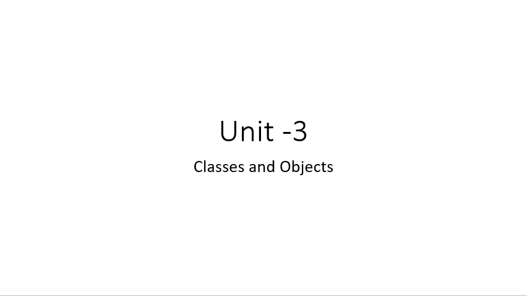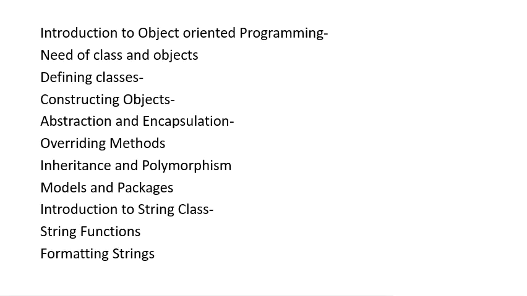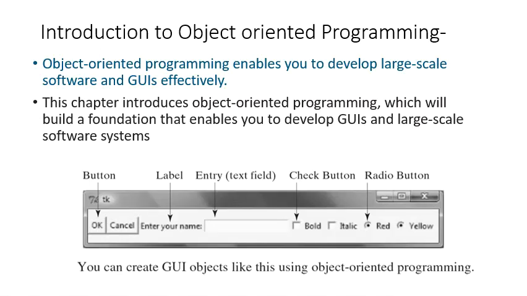In this video, we will discuss classes and objects. Introduction to object-oriented programming, need of class and objects, defining classes, constructing objects, and the characteristics of object-oriented programming that includes abstraction and encapsulation, overriding methods, inheritance and polymorphism, then modules and packages, introduction to class, string functions, formatting strings.